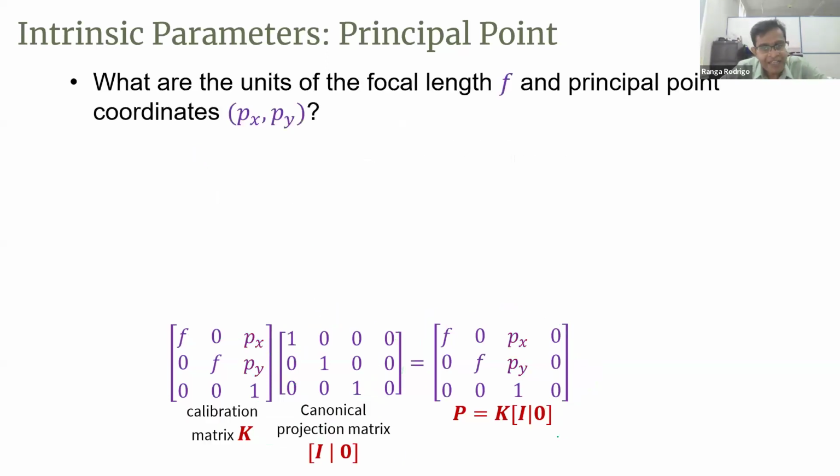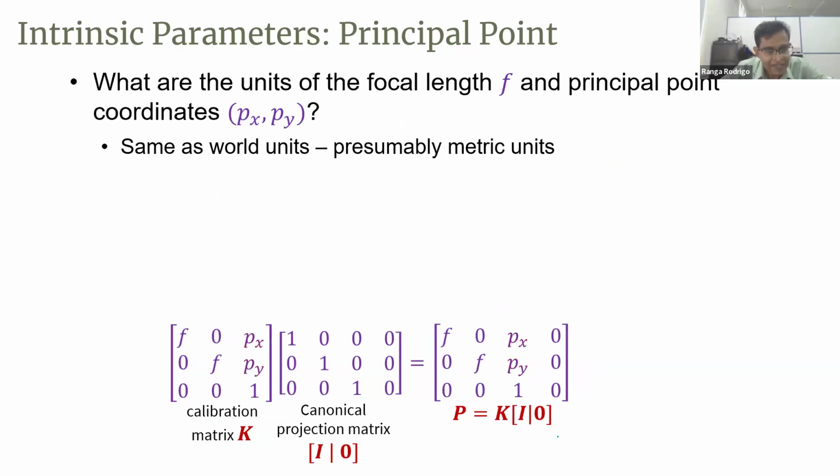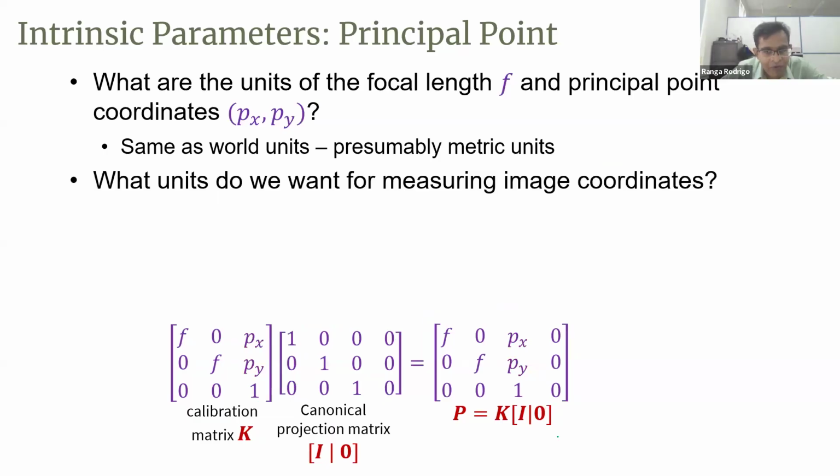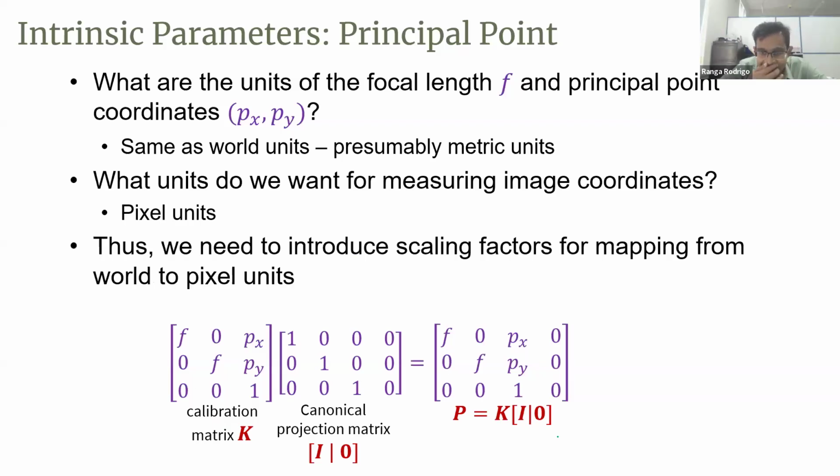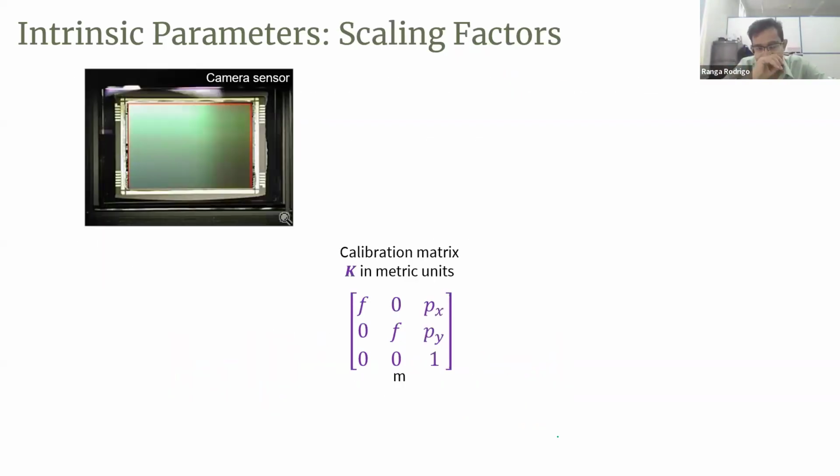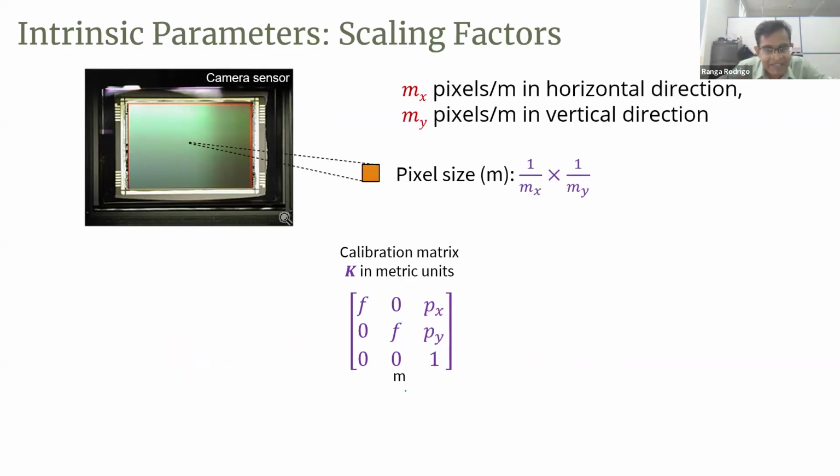So what are the units of the focal length and principal point? They are in meters or millimeters. What units do we want for measuring image coordinates? We want pixel units. Now this transformation we have to do, we need to introduce scaling factors for mapping from world to pixel units. This we do by looking at the camera sensor. The sensor has the parameter mx, meaning how many pixels per meter in the horizontal direction. my means how many pixels per meter in the vertical direction. The pixel size is 1 over mx times 1 over my.